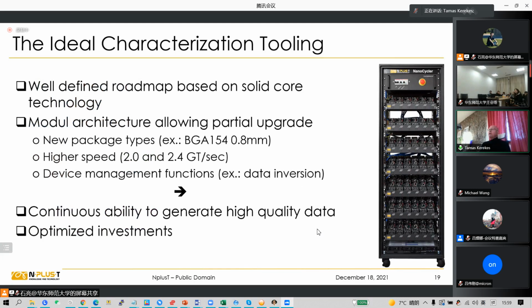And of course the scalability, the well-defined roadmap, helps you to upgrade the system when it is needed. If the architecture is modular, you don't need to throw away or buy a new system just to upgrade your existing system for higher speeds, for new package types, or eventually for new data and device management functions. This optimizes your investment continuously without introducing new learning curves, and it will enable you to generate high quality data.